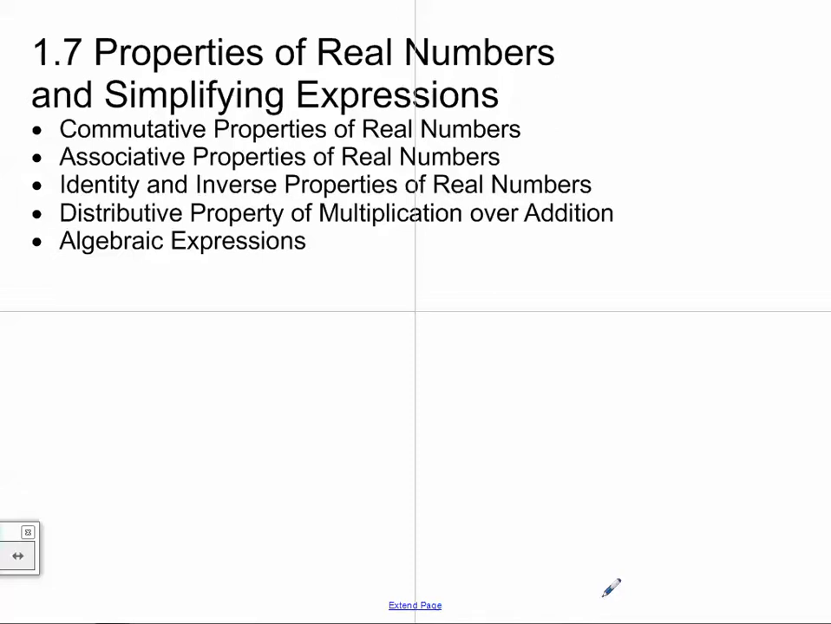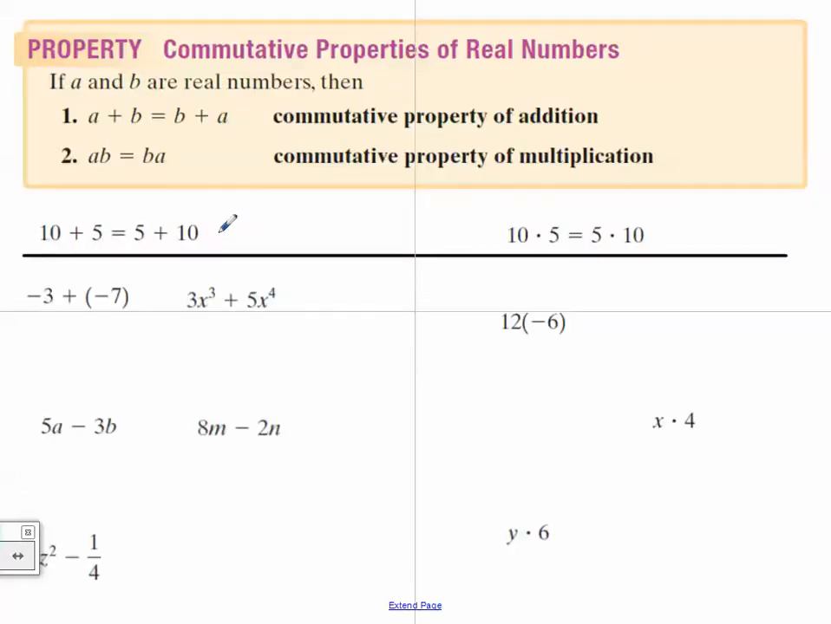So the first step, we're going to talk about a couple of these things. We're going to talk about the commutative property of real numbers, the associative property, identity and inverse property, distributive property, and we'll go from there. Alright, so these are taken from the book, and these are just the highlights of the book.